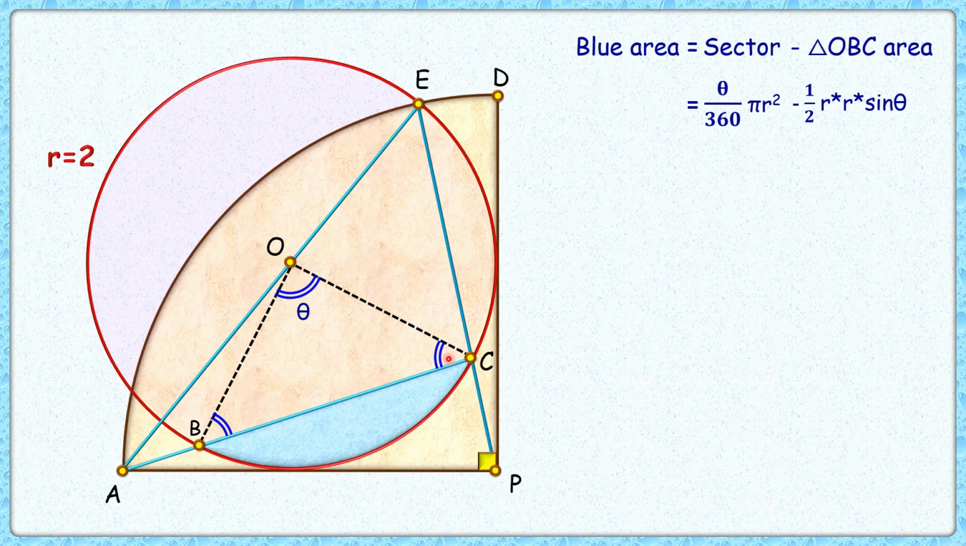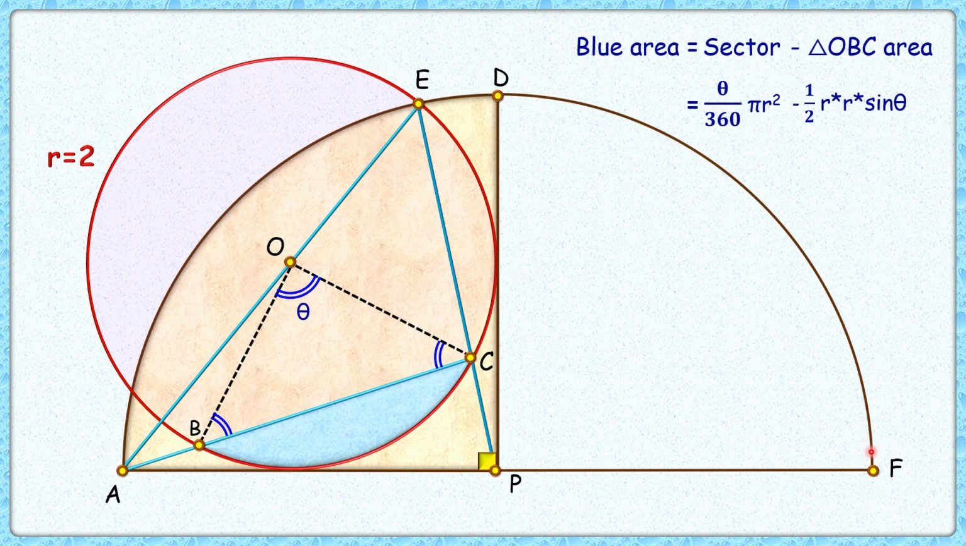Angle B and C are equal because these are angles opposite to equal sides. So let's find the value of this angle C here. For that, let's complete the quadrant into a semicircle and let's join EF here. If we assume this angle is alpha degrees, then look carefully, PF and PE are the radius of this semicircle. So it's an isosceles triangle. So this angle will also be alpha degrees.